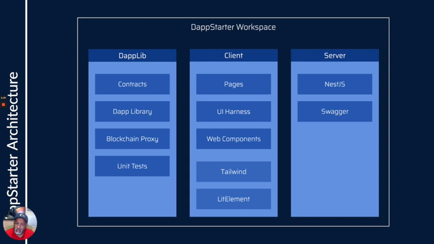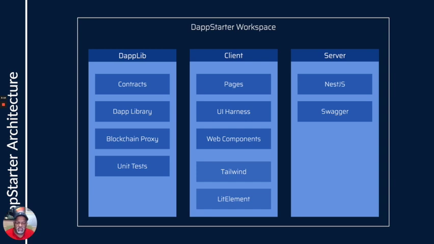Within DapLib, you're going to find all the contracts. Some applications might have a single contract, some applications might have multiple contracts. We then have an abstraction that we call the Dap Library. We have a proxy that allows the Dap Library to interact with the blockchain. And finally, we have unit tests.